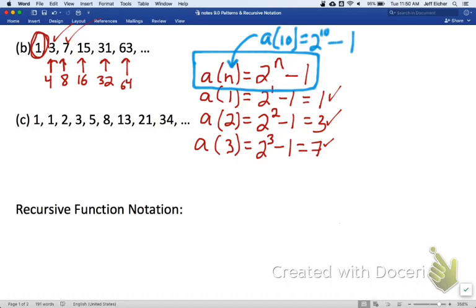So that's an explicit formula. A recursive formula, you'd have to know like the 9th term to find the 10th term. You'd have to know the 8th term to find the 9th term. So one reason why we rely on explicit functions is sometimes they're easier to calculate. Just plug a number in and you can find whatever term that you're looking for. Let's look at one more sequence.